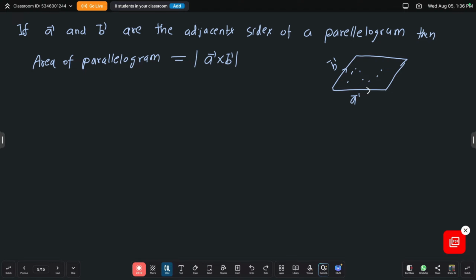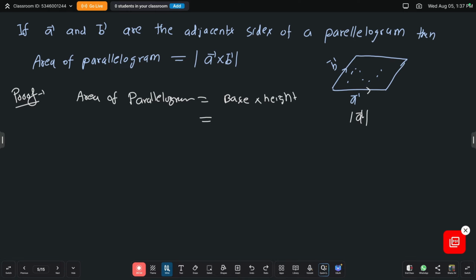Do you know the simple formula for the area of a parallelogram? Base into height, simple formula. Area equals base into height. What is the base of this parallelogram? Its side is A vector. Then what is the base? Base means length, so its base will be mod A. And the height, we don't know.